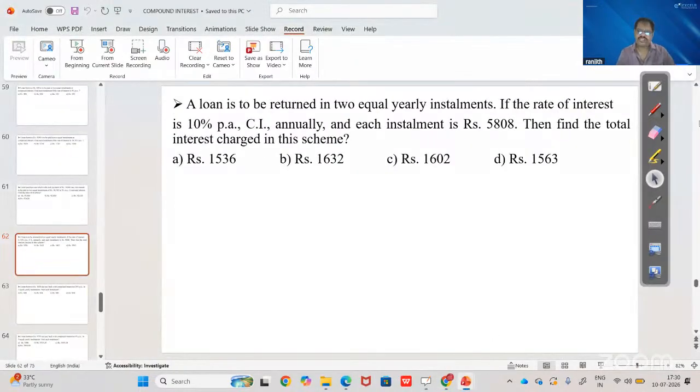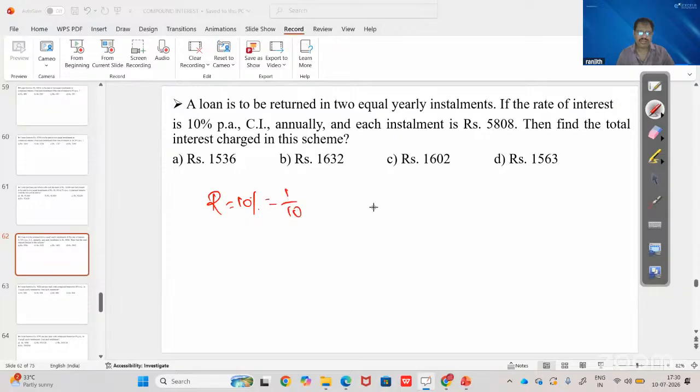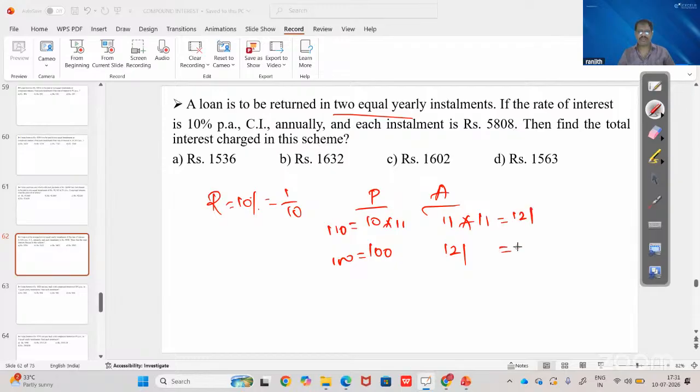Where R percentage equals 10 percent. So that will be equal to 1 by 10. Where principal equals 10, amount equals 11, and 2 equal installments. So this will be 100. It will be equal to 121. So initially it also has to be 121. To get 121, we need to multiply 11 times. Here also we need to multiply 11 times. It will be equal to 110. So it is already 100. So each installment equals 121 and 121.